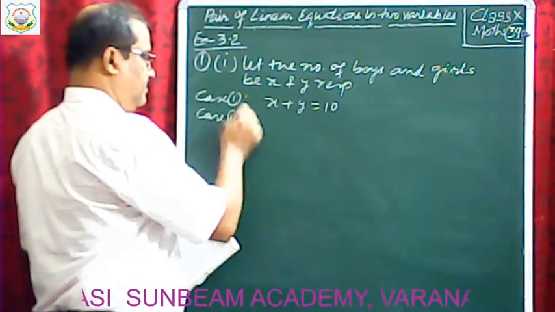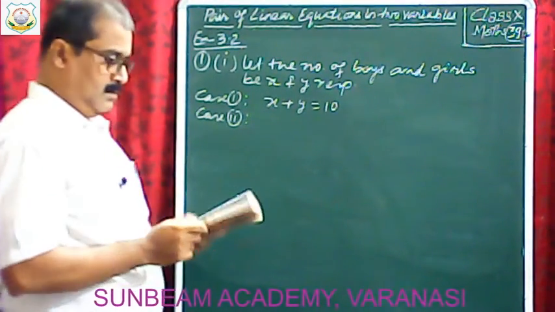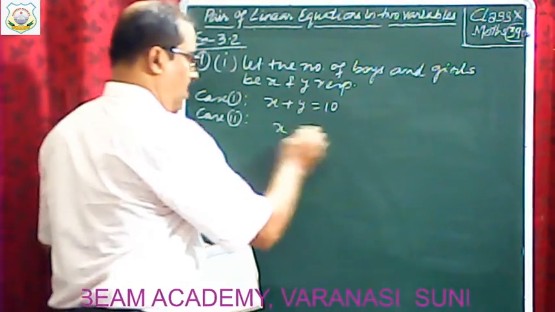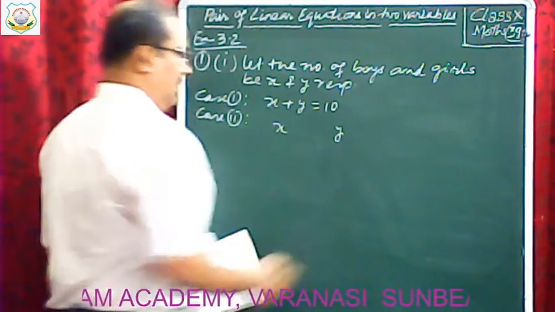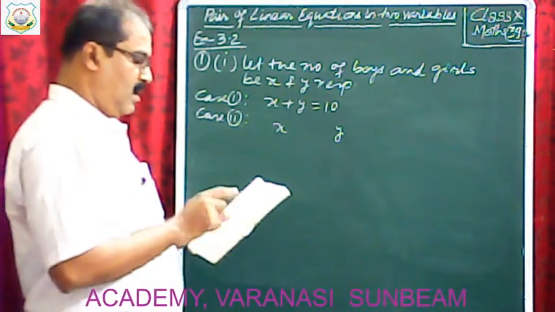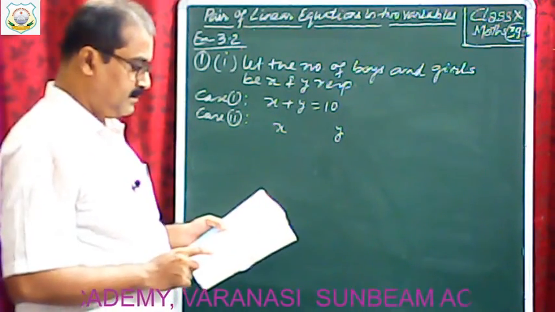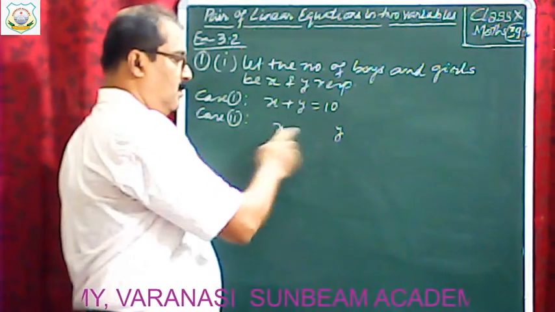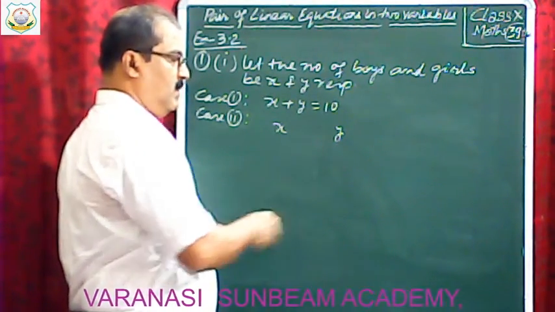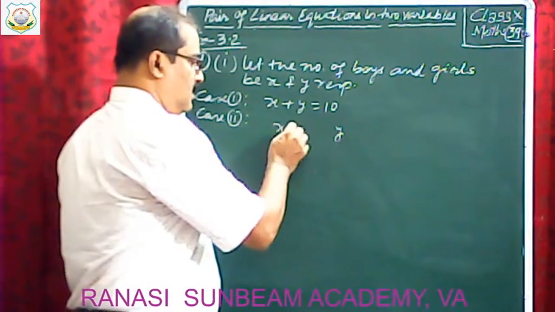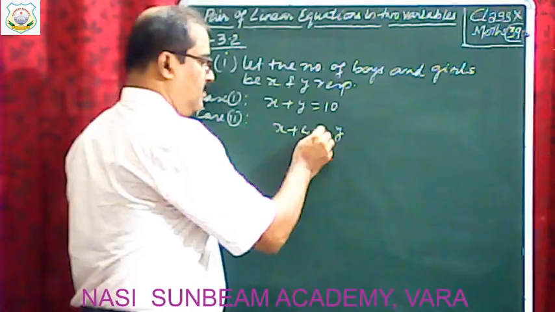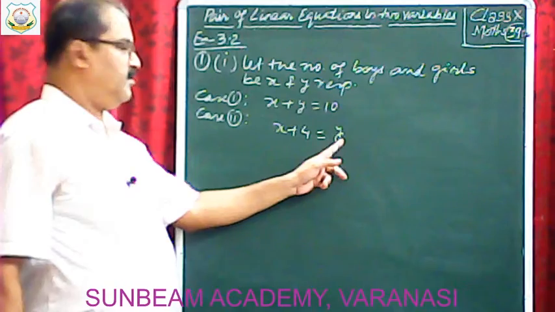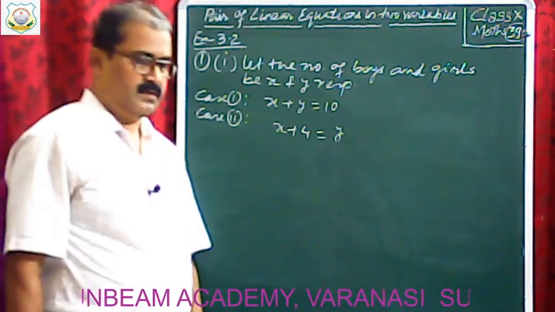Case second, number of girls is 4 more than number of boys. You have to write the number of boys and number of girls, and thereafter you have to balance. Number of girls, Y, is 4 more than that of boys. So Y is already 4 more than that of boys, so we have to add 4 in LHS and thereafter put the symbol of equality.